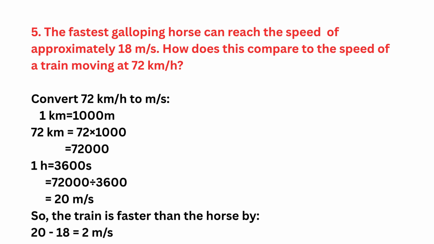meter. 1 hour is equal to 3600 seconds. So we divide 72,000 by 3600, which is equal to 20 meter per second. So the train is faster than the horse by 2 meter per second.